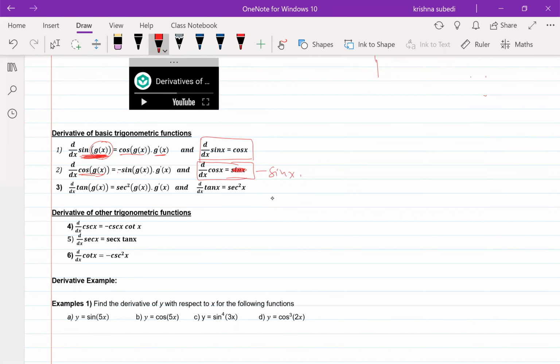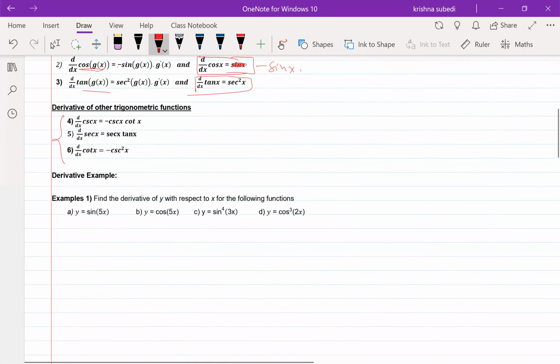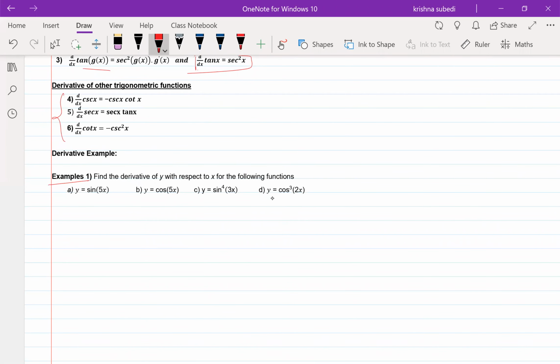In the same way, the derivative of tan x, we can write this as sec square g of x times g prime of x. But we'll find this derivative of tangent later, and we'll use these formulas as well. Altogether, 6 formulas we'll be using. But first, let's work example 1.